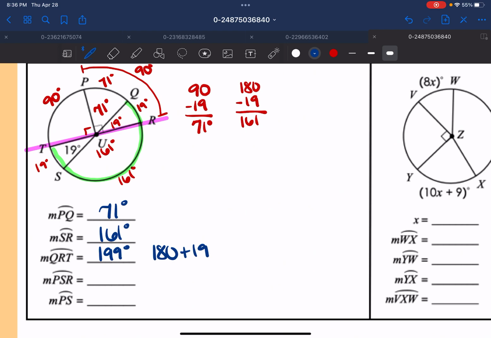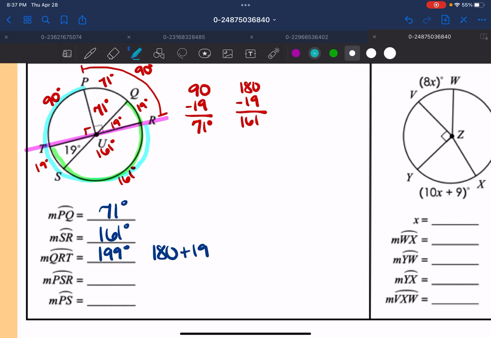Okay, I'm going to change colors here to blue for my highlighting, and now we're looking at PSR. So again, I have to decide, is it going to be a major arc or a semicircle? So I can highlight it, and I'm going to do this one in blue. I'm going to start at the P, go from P to S, and then all the way to R.